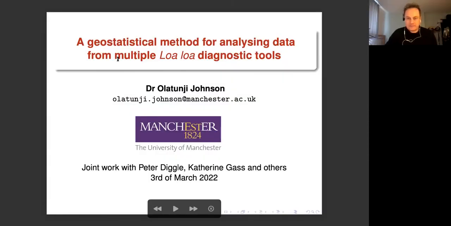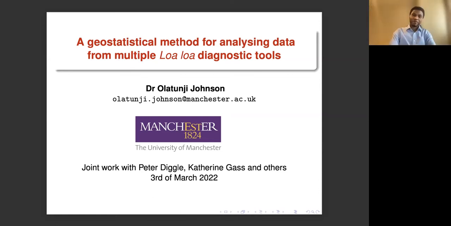And so today we'll be talking about a geostatistical method for analyzing data from multiple Loa loa diagnostic tools. And this work, I did it when I was a postdoc, partially when I was a postdoc. I think I completed it when I moved to Manchester. So largely, a majority of this work was done when I was at Lancaster University.